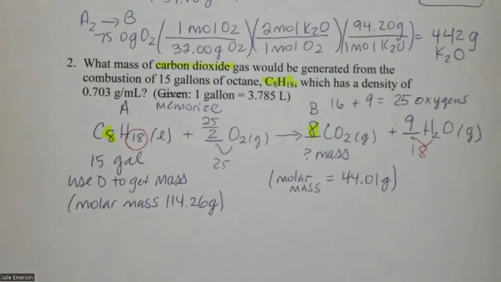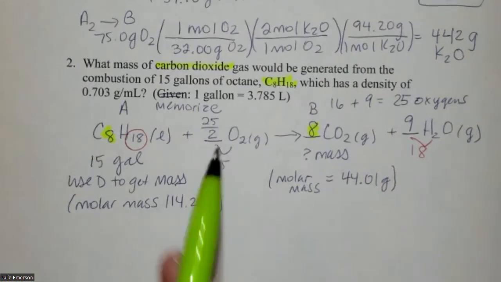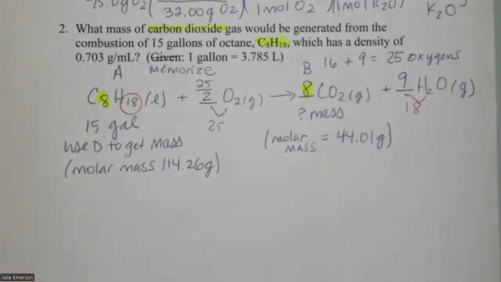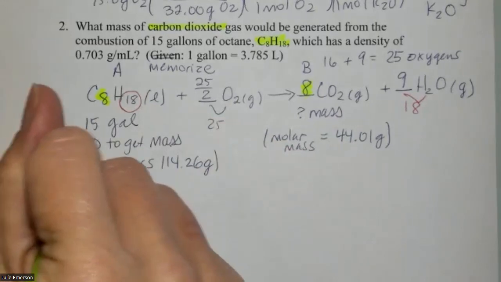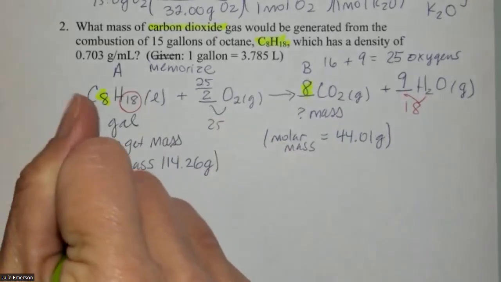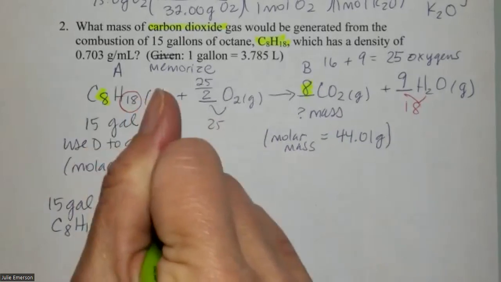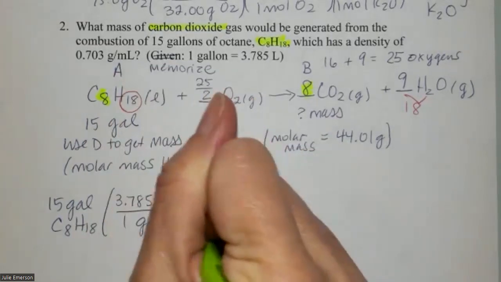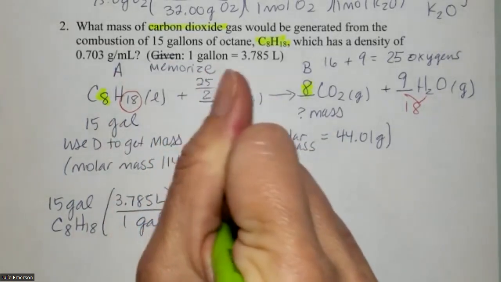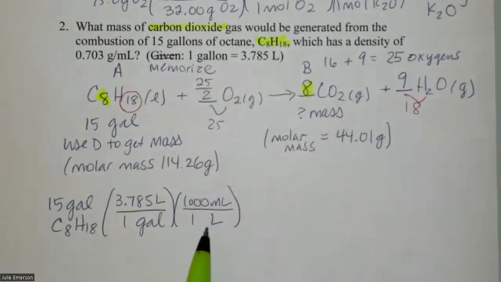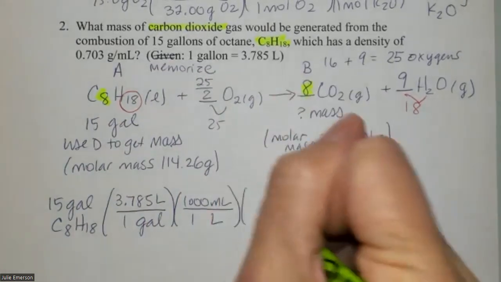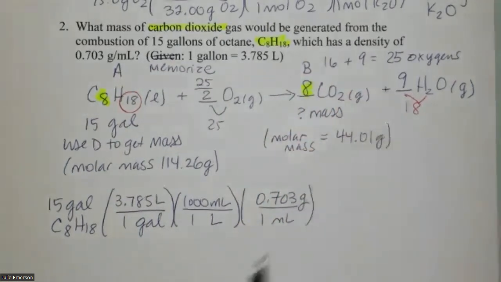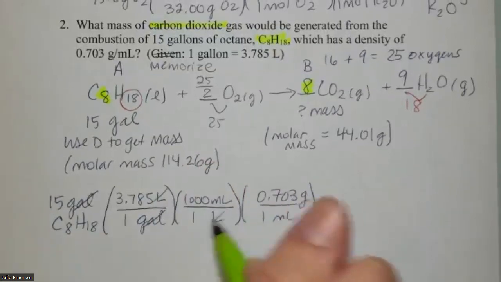So we have our octane going to our CO2. No mention of oxygen here. So we're just assuming oxygen is excess. This is not a limiting reactant problem. So we just have to go from octane to CO2. So we have 15 gallons of C8H18. 1 gallon on the bottom is 3.785 liters. 1 liter is 1,000 milliliters, or if you want, 1 milliliter is 10 to the negative third liters. Density, 0.703 grams per milliliter. So we're just basically at this point doing chapter 1 unit conversions.